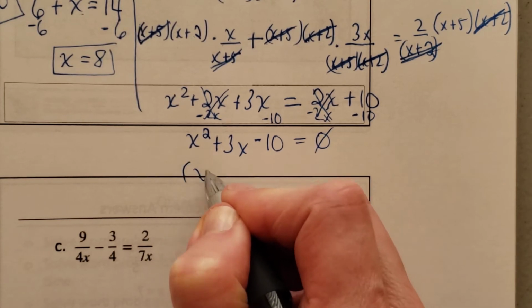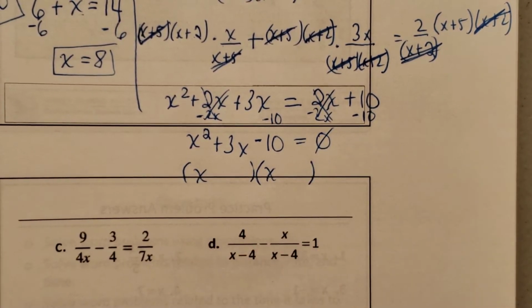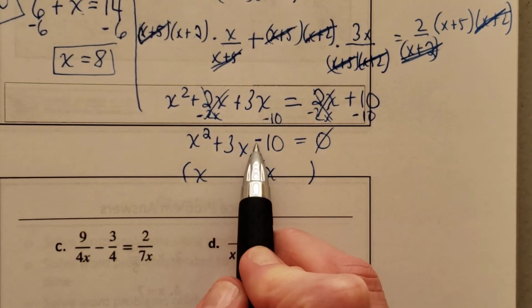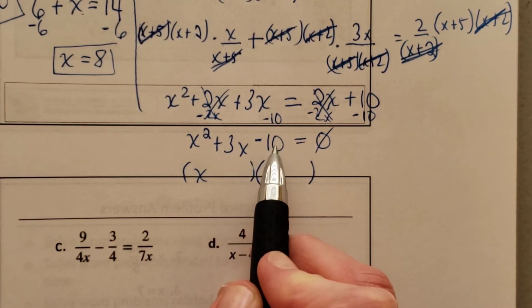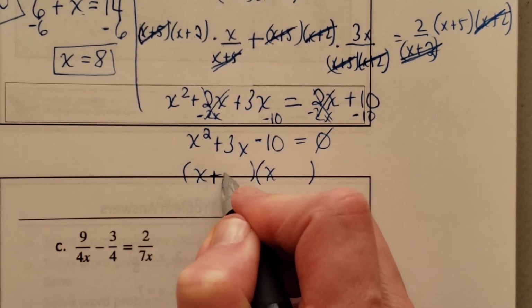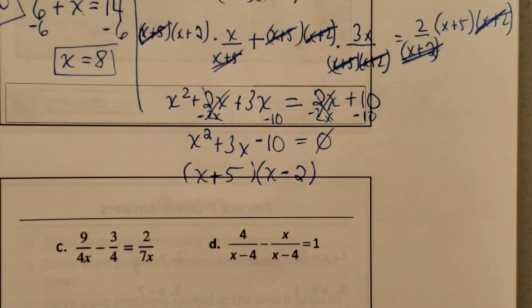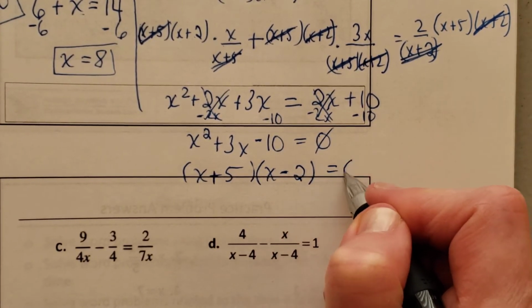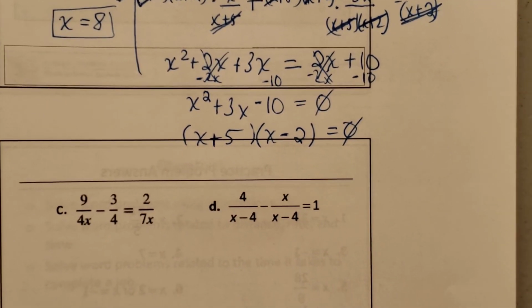So I want to know what two numbers multiply to give me -10, but add to give me +3. Well, this tells me that my signs are different, and this tells me the bigger number is positive. So my two factors would be 5 and 2. The bigger number is positive. All right, so now that this is set equal to 0, I have to set both of these factors equal to 0 to solve for x.